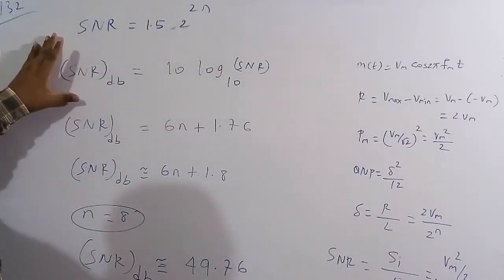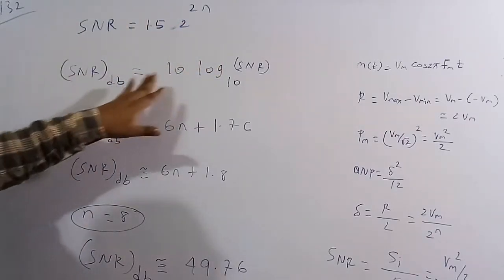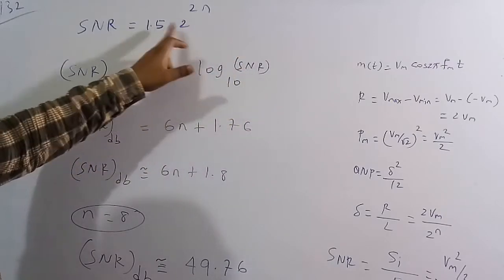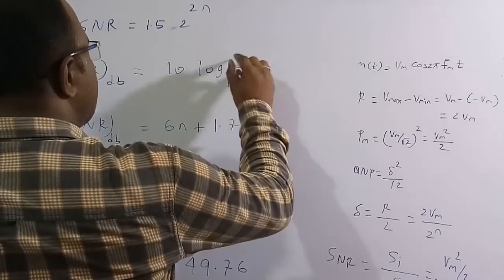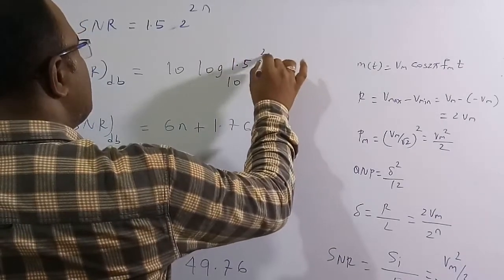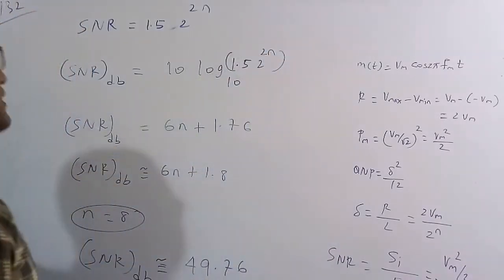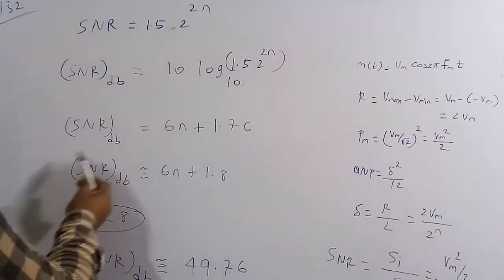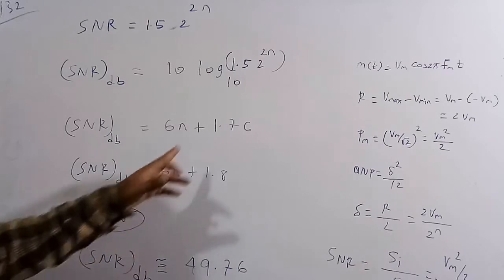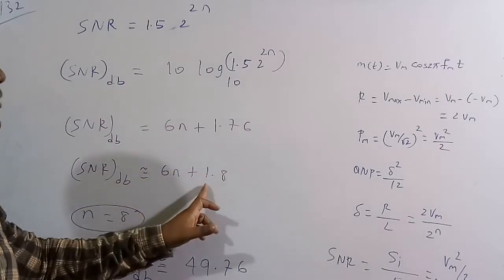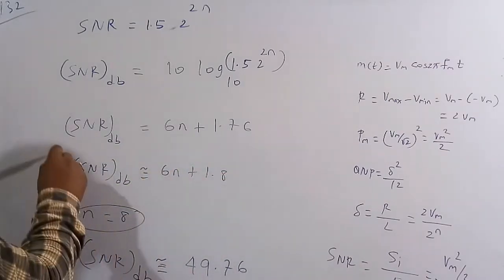Now I want to convert this into dB. So SNR in dB is 10 log base 10 of this value, which is 1.5 into 2 to the power of 2n. After solving this, finally we get SNR in dB equal to 6n plus 1.76. I am going to approximate 1.76 to 1.8, so this is the approximate equation.